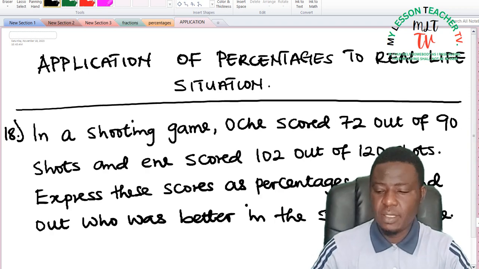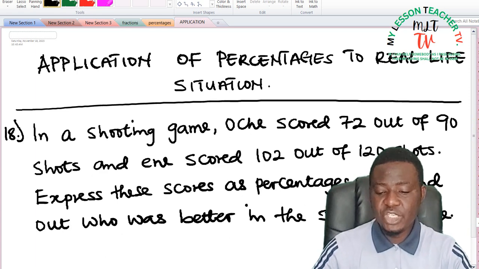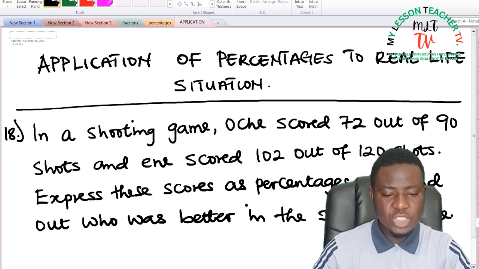Question 18 on application of percentages to real life situation reads that in a shooting game, Oche scored 72 out of 60 shots and Ene scored 102 out of 120 shots. Express these scores as percentages and find out who was better in the shooting game.